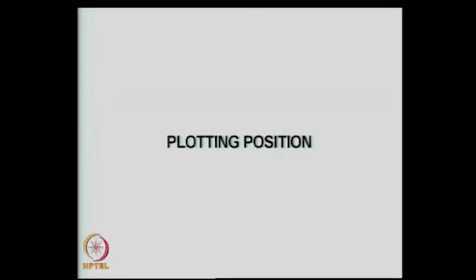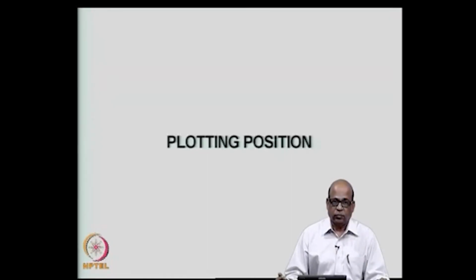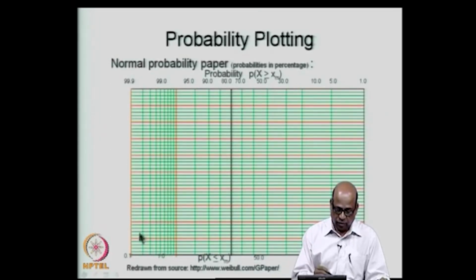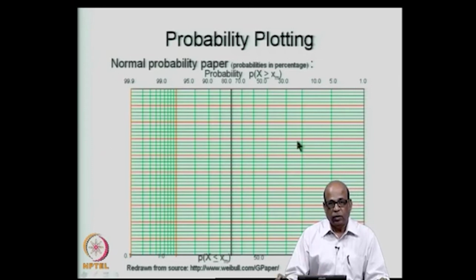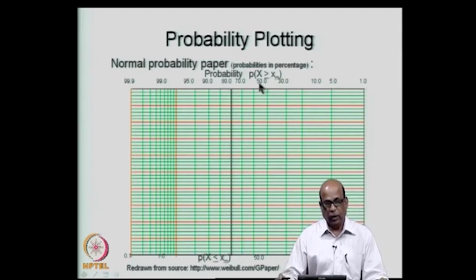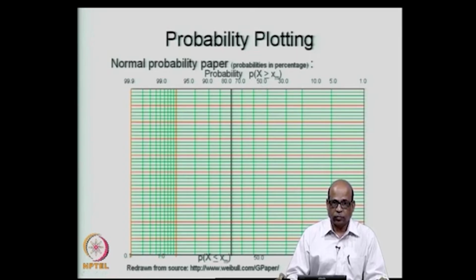We will now see what we call the plotting position. Look at the probability papers here. What I said is that you plot the data on the probability paper. Now, to plot the data on the probability paper, first you must have the data magnitude, which you can plot on the y axis, but you also need the corresponding probability values, probability of x being less than or equal to x_m or x being greater than or equal to x_m and so on. Now, these are obtained from probability plotting positions.